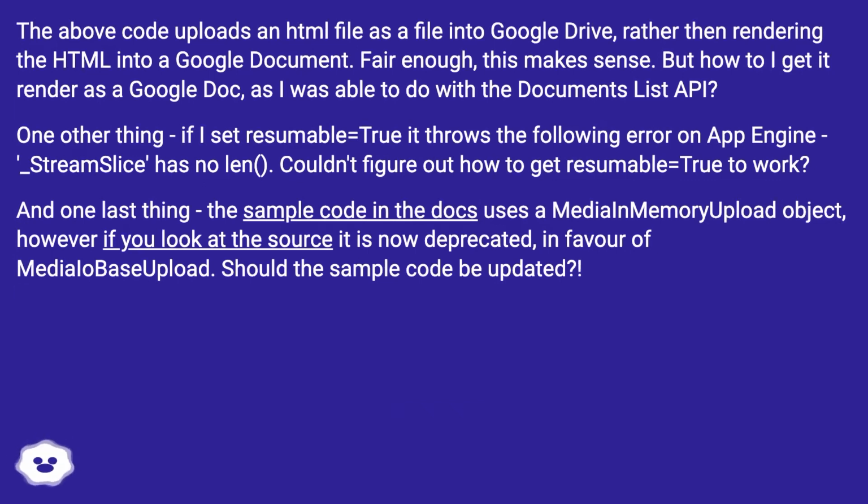The above code uploads an HTML file as a file into Google Drive, rather than rendering the HTML into a Google document. Fair enough, this makes sense. But how do I get it to render as a Google Doc, as I was able to do with the Documents List API? One other thing, if I set resumable equals true, it throws the following error on App Engine, _StreamSlice has no len. Couldn't figure out how to get resumable equals true to work?